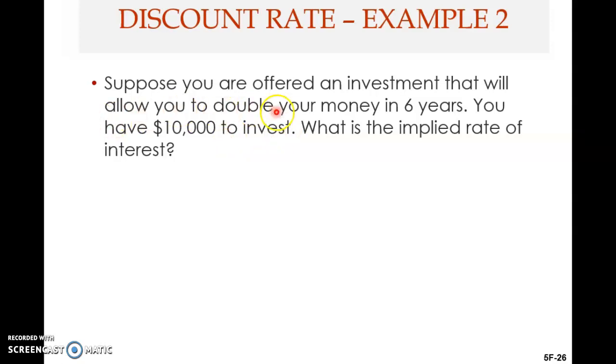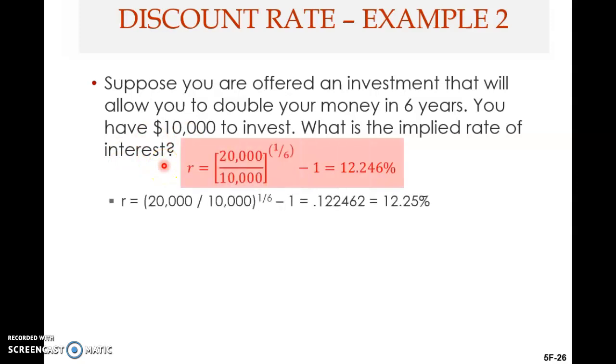Okay, and then what is the third known element? It is not stated directly, but note this. You can double your money. Double here means 2 times this 10,000, so 20,000. And this is future value, because you double your money in 6 years, so this is future value at the end of year 6. So we know these three elements. The fourth unknown element must be the implied interest rate or the discount rate. To solve this, we can use the formula 20,000 divided by 10,000. This is 2, right?